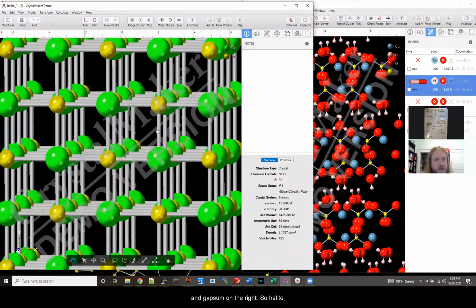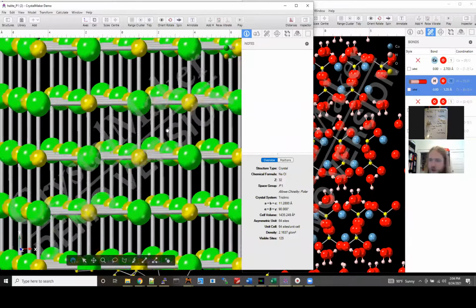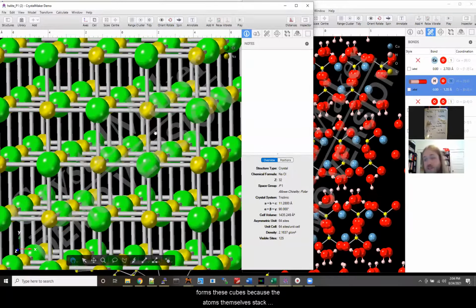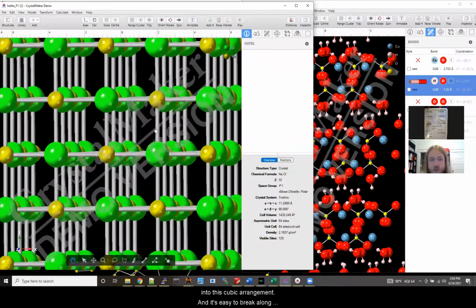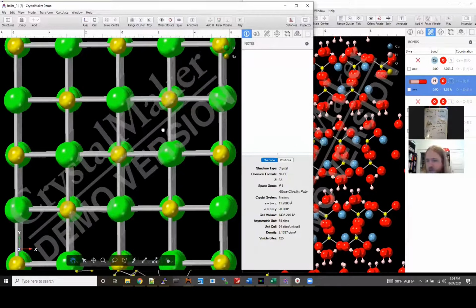Here are these crystal structures of halite on the left and gypsum on the right. So halite, you can see cubes of stacked sodium and chloride ions. Again, that's why halite, sodium chloride, forms these cubes, because the atoms themselves stack into this cubic arrangement. And it's easy to break along those faces between the atoms.